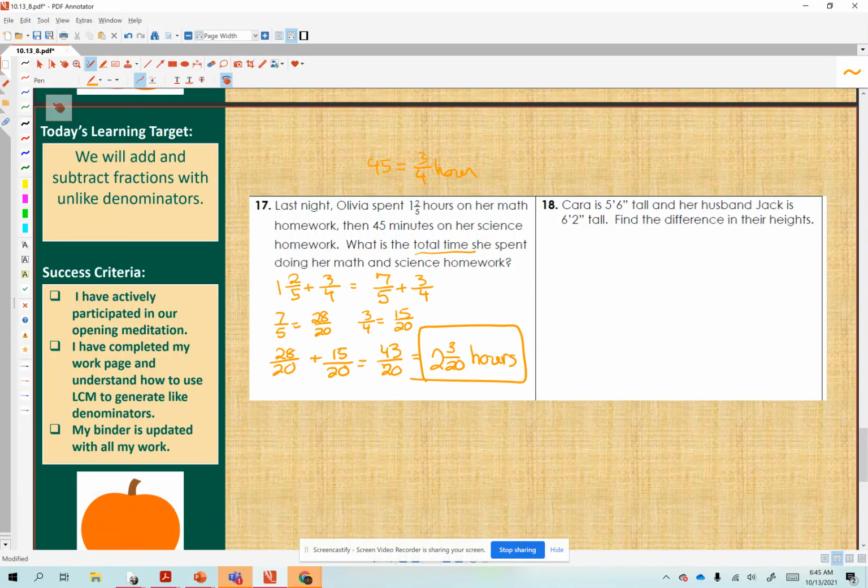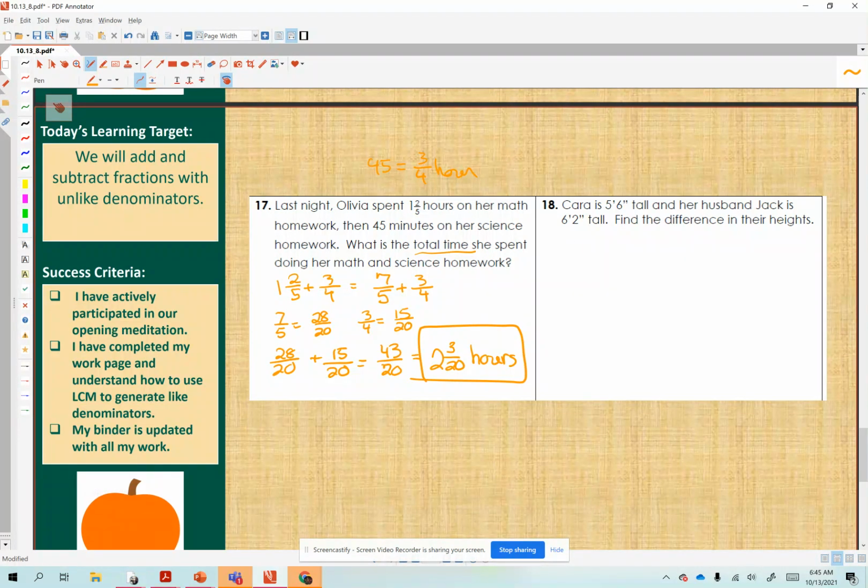Finally, Kara is 5 feet 6 inches tall, and her husband Jack is 6 feet 2 inches tall. Find the difference in their heights. So 5 feet 6 inches tall. I would never do this as fractions. I think the easier way to do it would be to convert them to inches and do them as inches. But let's try this fraction work.